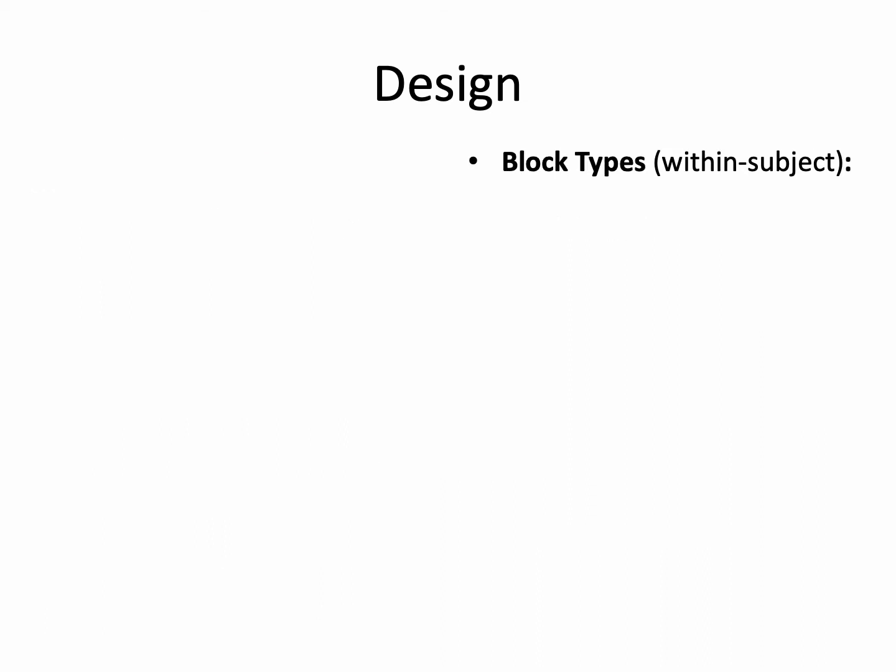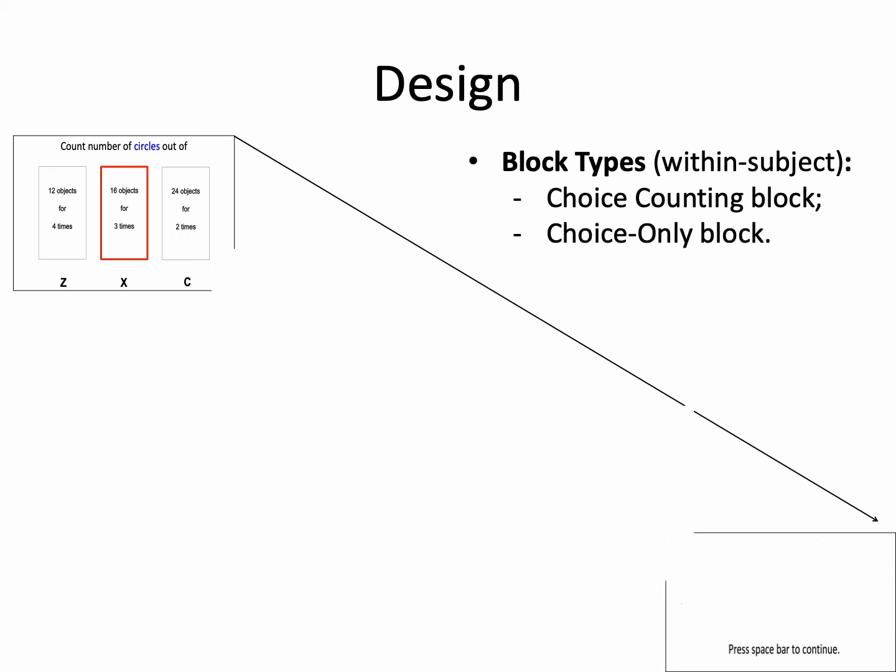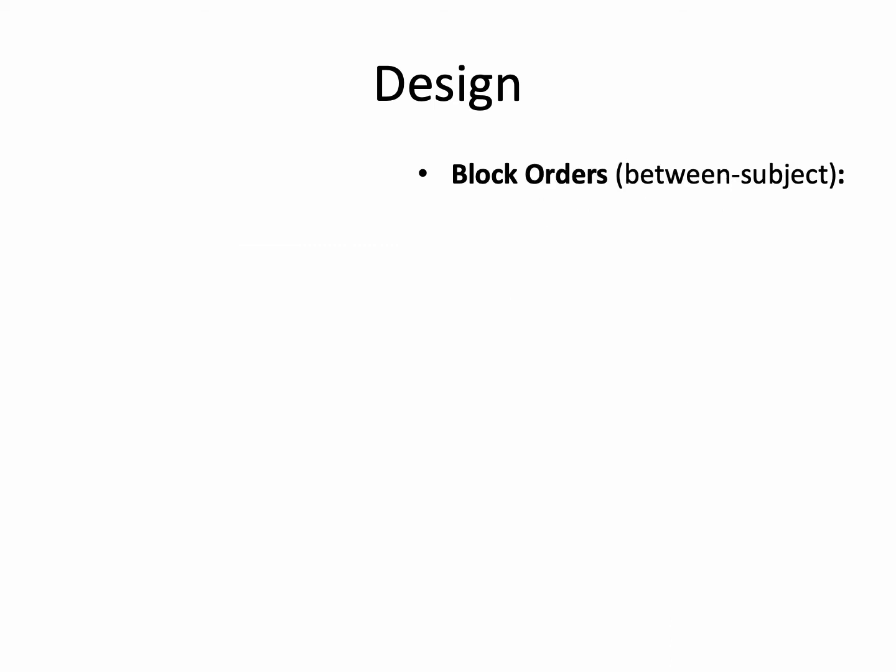Within each experiment, there are 2 types of blocks. In the choice counting block, participants were asked to complete the tasks they selected after making a choice, whereas in the choice-only block, participants did not need to complete any counting jobs of their choices. These 2 blocks were arranged in different orders.